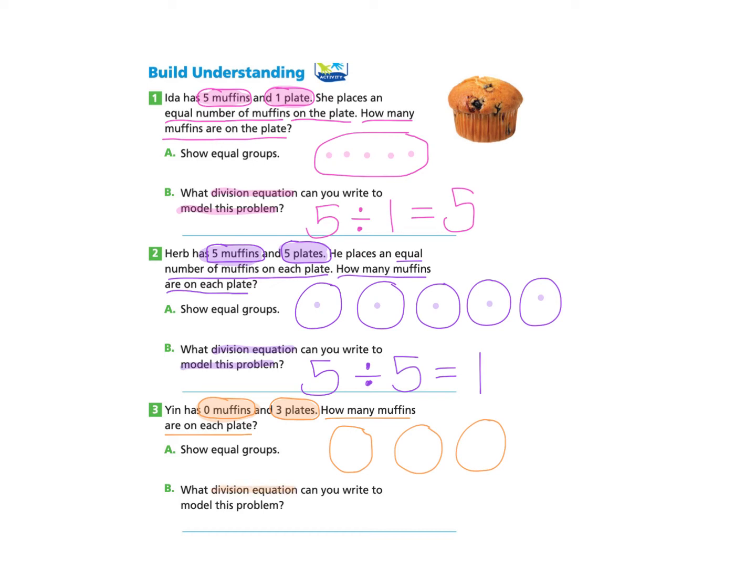What division equation can you write to model this problem? All right, if you'd like to pause and try this on your own, you're welcome to do that and come back. And then otherwise, you can just follow along with me. So first, we had 0 muffins. And then we wanted to divide those muffins by 3 plates. And when we did that, we found that there were 0 muffins on those plates. So this division equation is 0 divided by 3 equals 0.